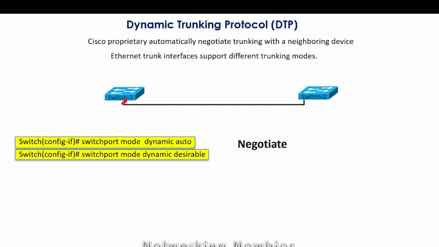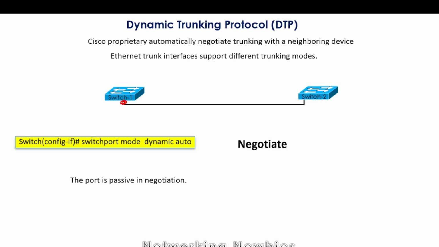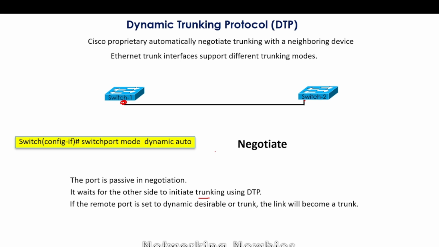Now focus on the first command. If we use this command on a particular interface, then what happens? If this is working in dynamic auto, this port will work in passive mode. So this will be passive negotiation. It means this will not start any negotiation. It will wait for some action from the other side of the switch, for the other side to initiate trunking. Initiating trunking means it will initiate trunking using Dynamic Trunking Protocol, where they talk or negotiate about what mode we both should be working in. So it will wait for the other side to initiate trunking using Dynamic Trunking Protocol.